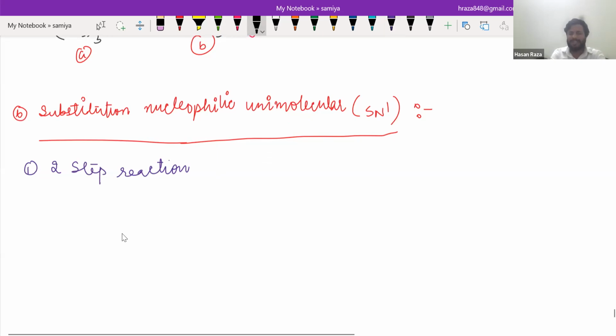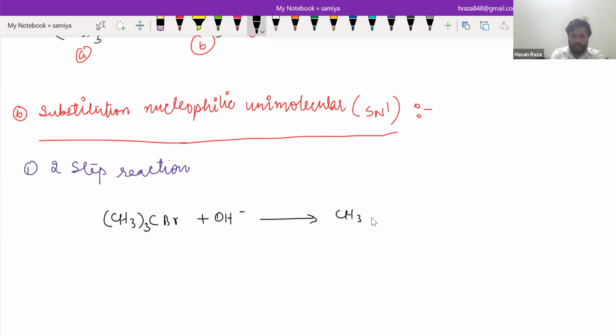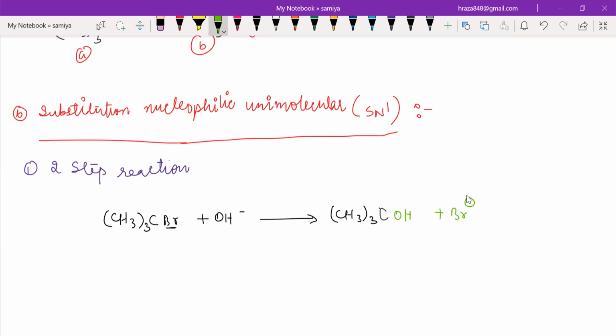Now I'm going to show you, since it is nucleophilic substitution, there will be a nucleophile attacking on the alkyl halide part. (CH3)3CBr reacting with OH minus will give you (CH3)3COH. Br will be replaced by OH. So C is here, and Br will be replaced by OH. Br minus will be eliminated, substituted by OH. Are you getting my point? Yes, sir.